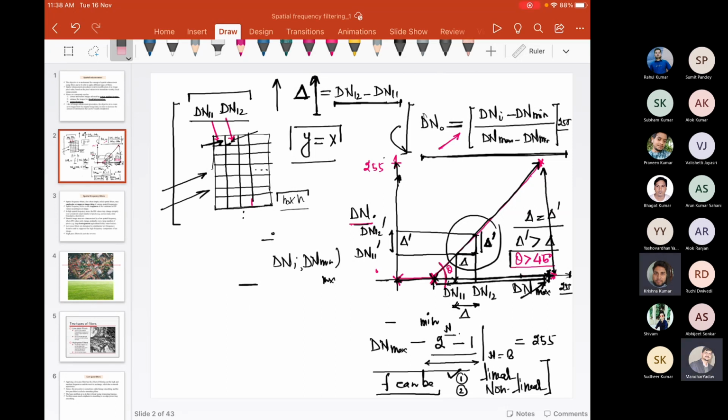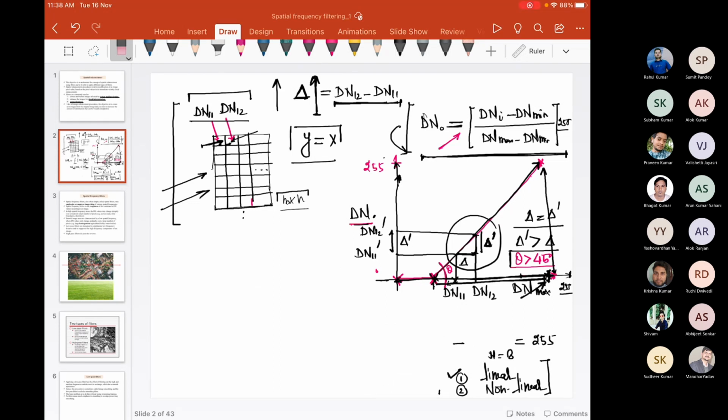Okay, good. Okay, so second case, we'll see the non-linearity.